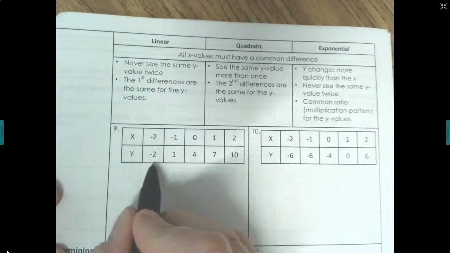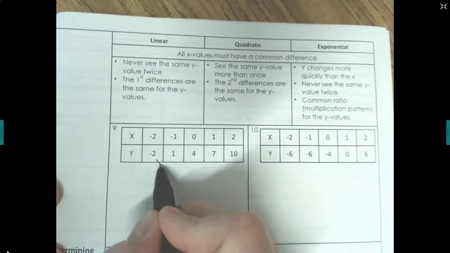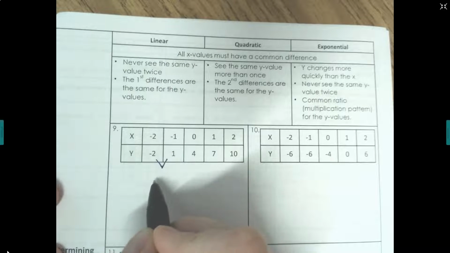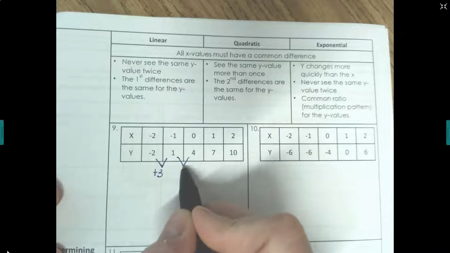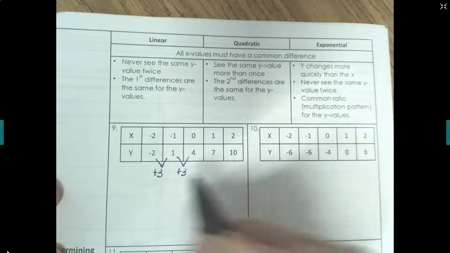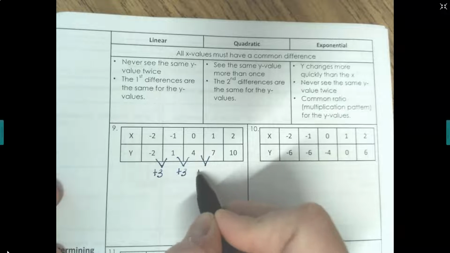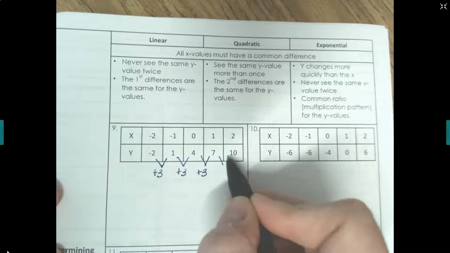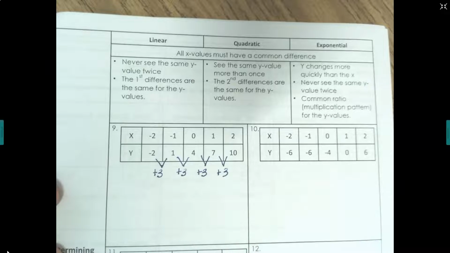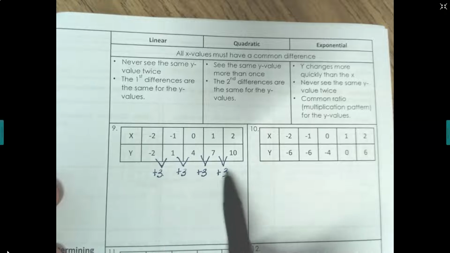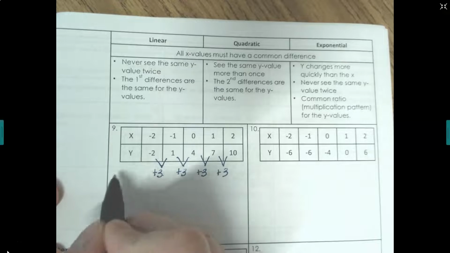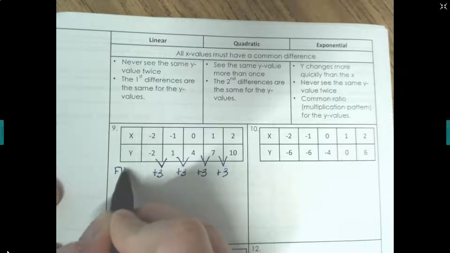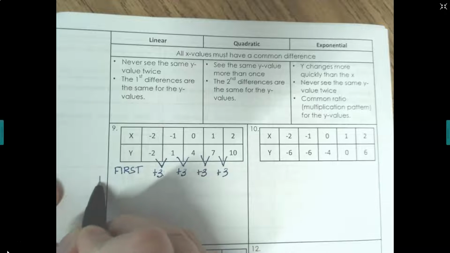So in this, we're just looking at our y values. To get from -2 to 1, you'd have to add 3. To get from 1 to 4, you would have to add 3. To get from 4 to 7, you would have to add 3. And 7 to 10, you're going to have to add 3. Notice that this has a common difference each time. This is what we call the first differences.